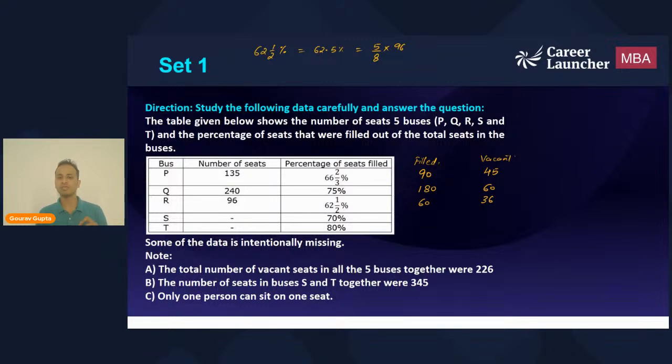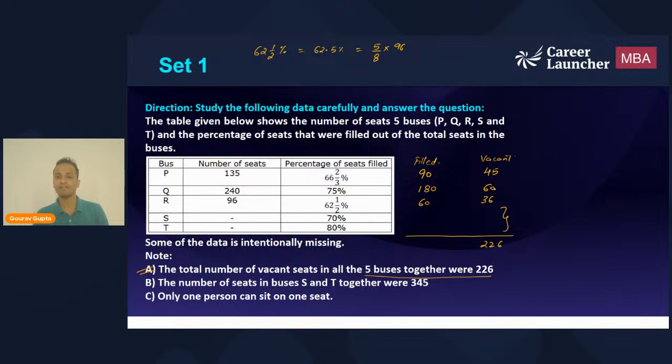We need to use the extra data that is given at the bottom of the screen. So let's use that data. Statement A at the bottom of the screen says that the total number of vacant seats in all the 5 buses together is 226. So the total number of vacant seats is 226. So what will be the number of vacant seats in the last 2 buses together? So S and T, if the total number of vacant seats is 226, I know the number of vacant seats in P, Q and R. So what will be the sum of the vacant seats in bus S and T? So 226 minus the 3 numbers.